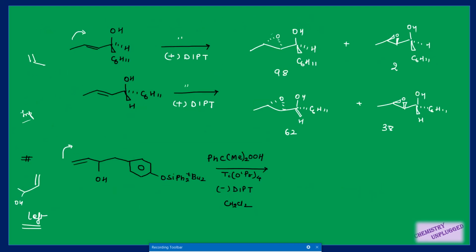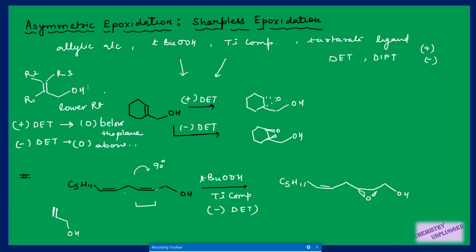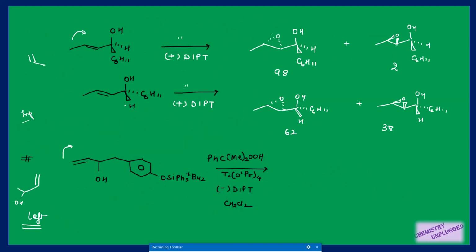So I would suggest only remembering this one: when you have it on the right hand side, you have to attach oxygen below the plane with plus DET, right. Only remember this one and just do the opposite on the left hand side. Means when you have plus DET or DIPT, you will get above-the-plane attachment of oxygen, and with minus DET you will get below-the-plane attachment, right. So in this case you have minus DET, your oxygen should go above the plane according to the previous concept, but because our hydroxymethyl group is on the left hand side, we will attach this oxygen below the plane, right. So you will get this type of arrangement.